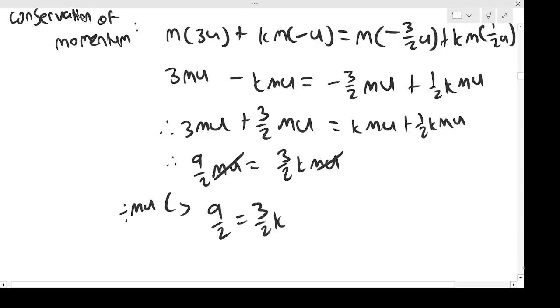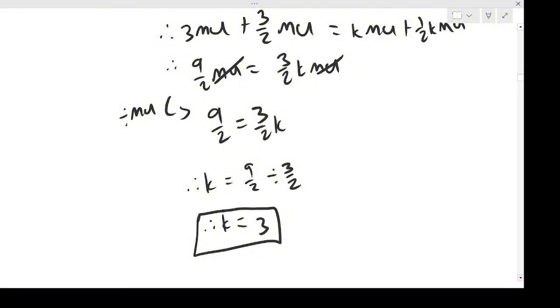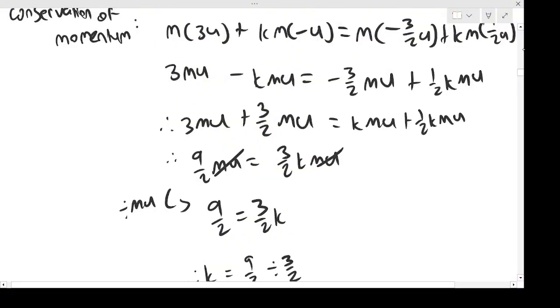And so then we can solve quite nicely for k. If I divide 9 over 2 by 3 over 2 to get me k, I get 3. And there we are. k is 3 there.